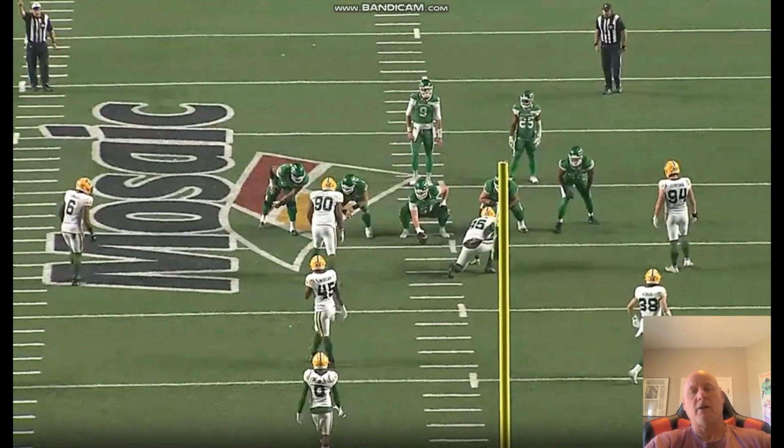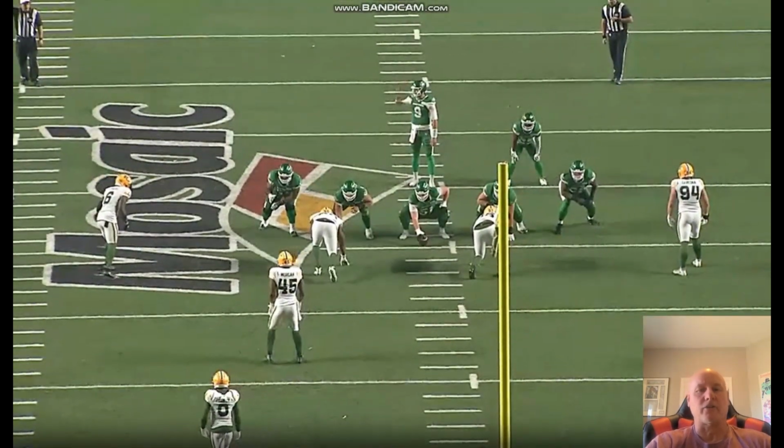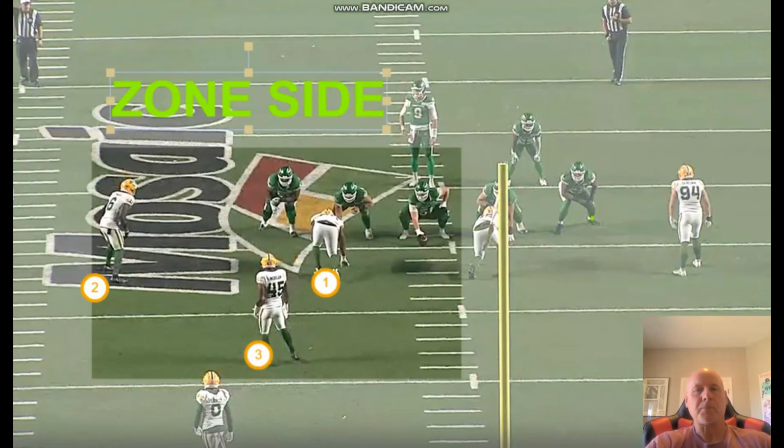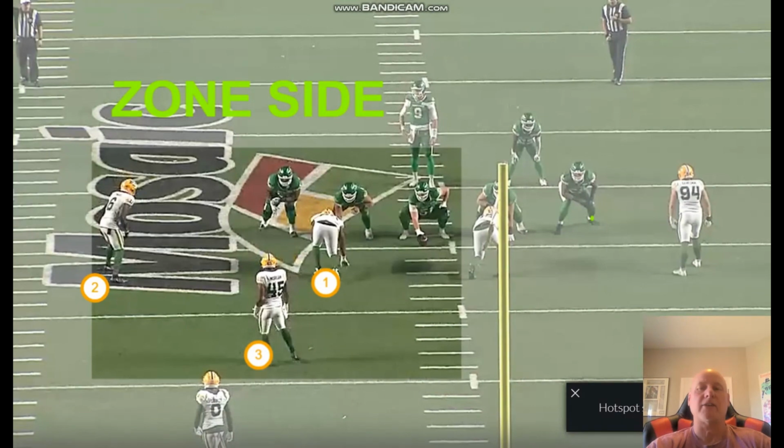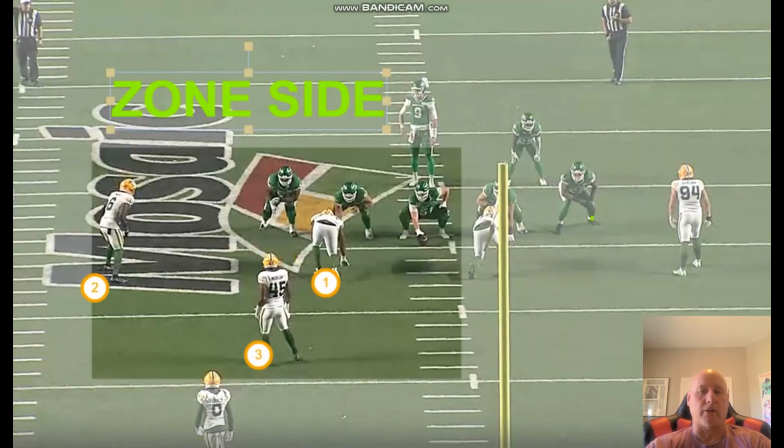You're going to see over here, I've got highlighted the zone side again. So the zone side is now to the right. But the big point I want to show you is the defensive tackle lined up out by the guard. So what does that free up? It frees up the center to help once again. But now the work together and the help on the slide may happen between the guard and the tackle.